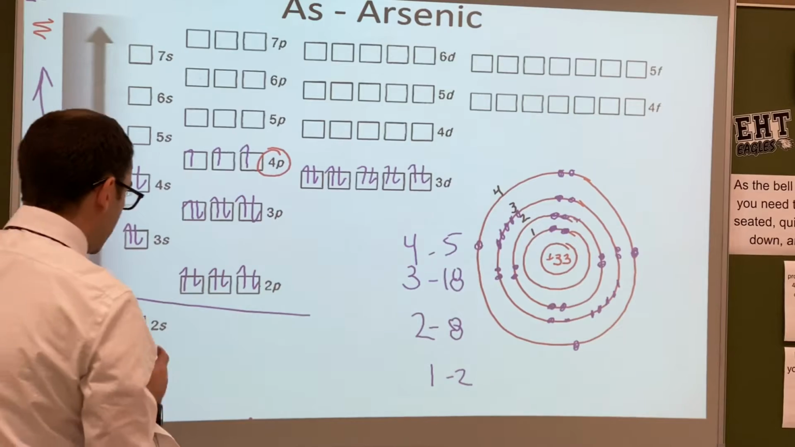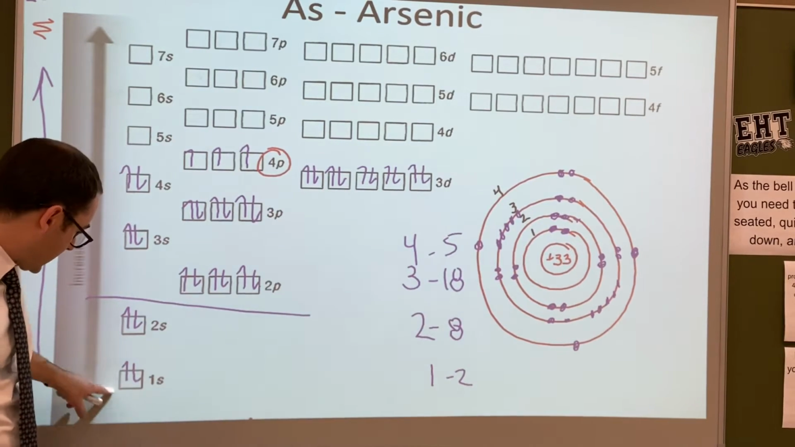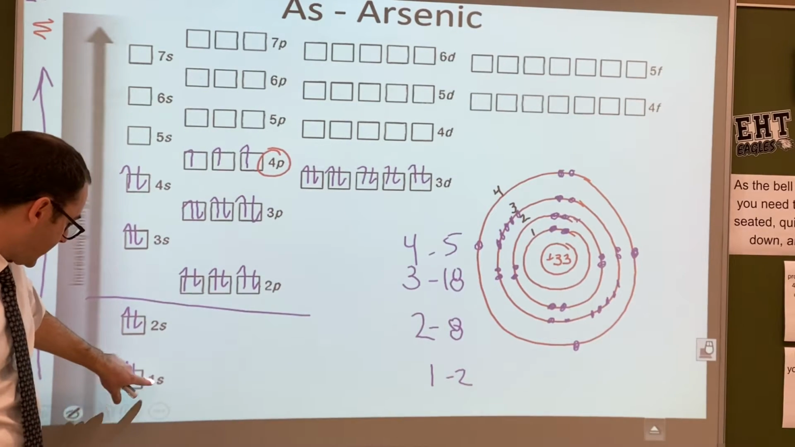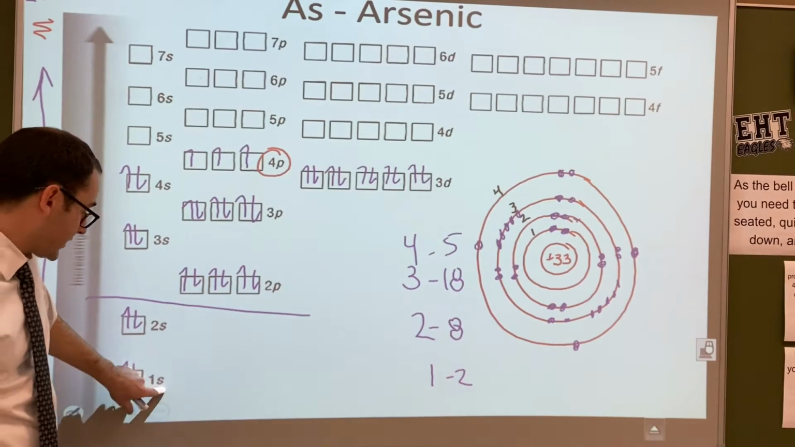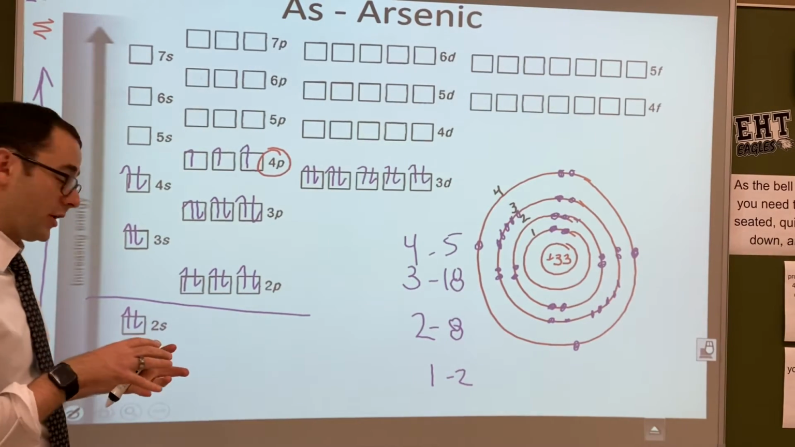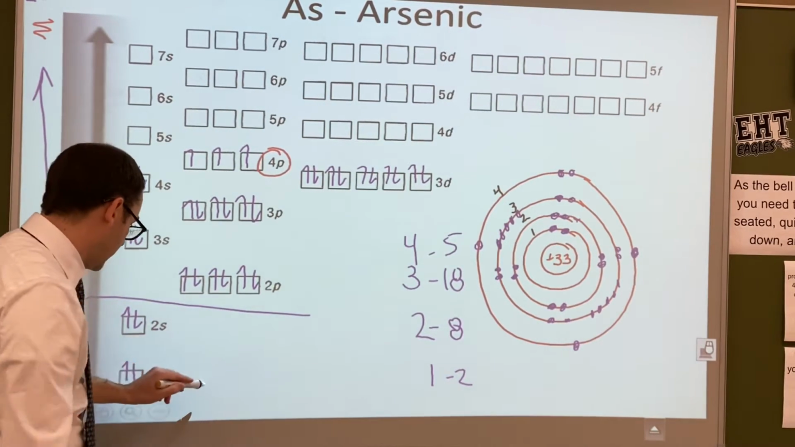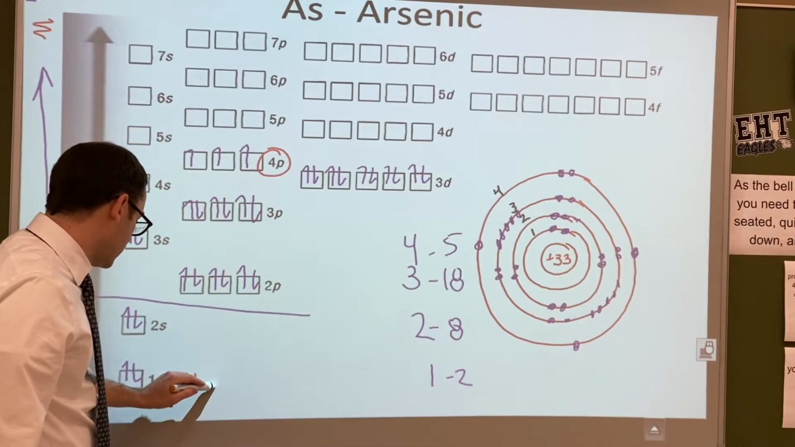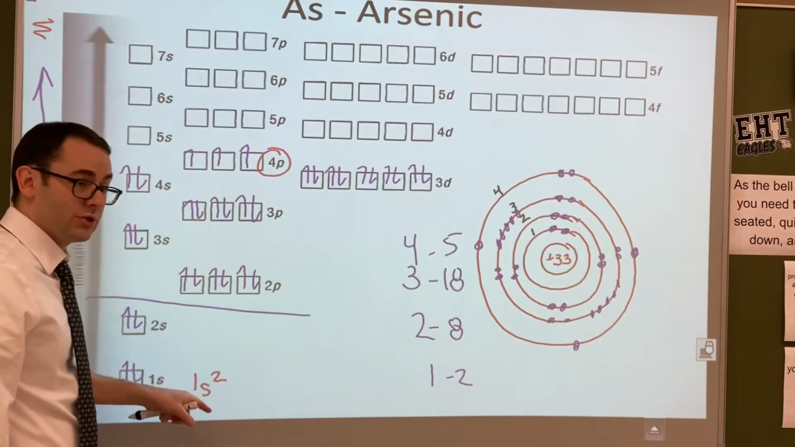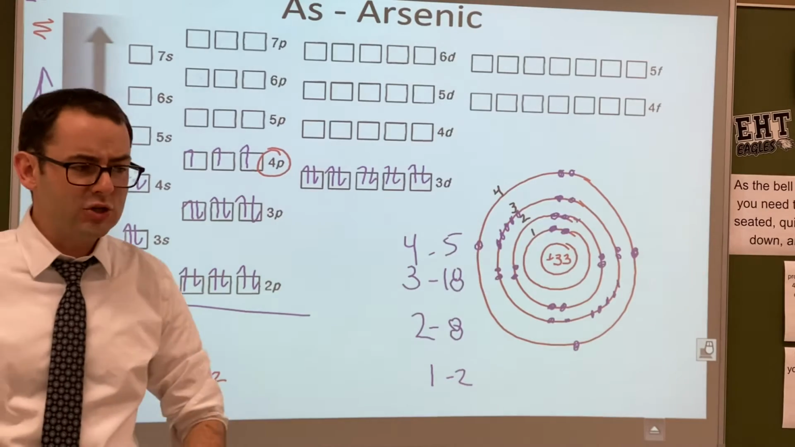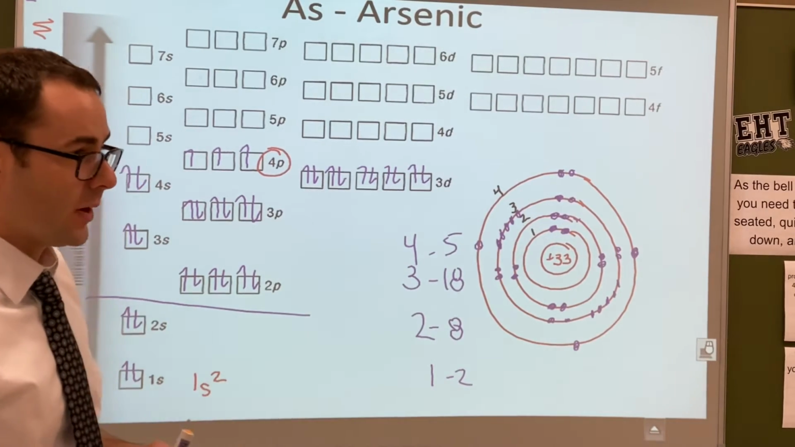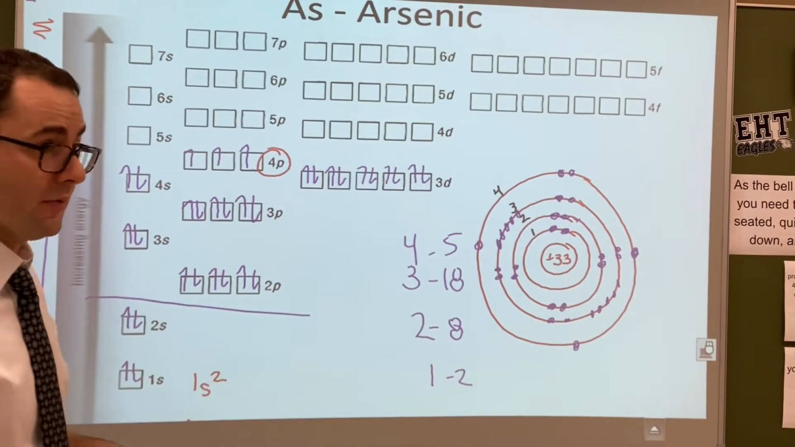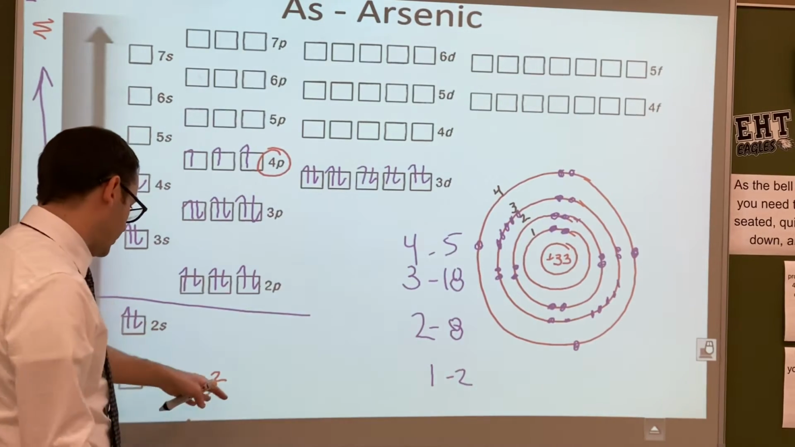2. So the way we write that is we look here, and this is 1 for the energy level. This is S, and that's the orbital, all right? And there's 2 electrons in there. So we would just write it as 1s2, all right? You can just write it at the bottom somewhere. Then we go to the next energy level, because remember, the first energy level can only have 2.